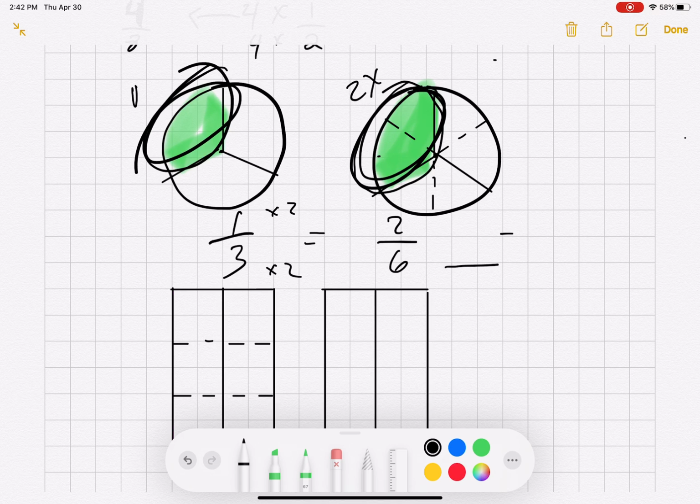And if we want to prove it, I can show it on a number line and say this is thirds, and there is 1/3, and then it is also 2/6.